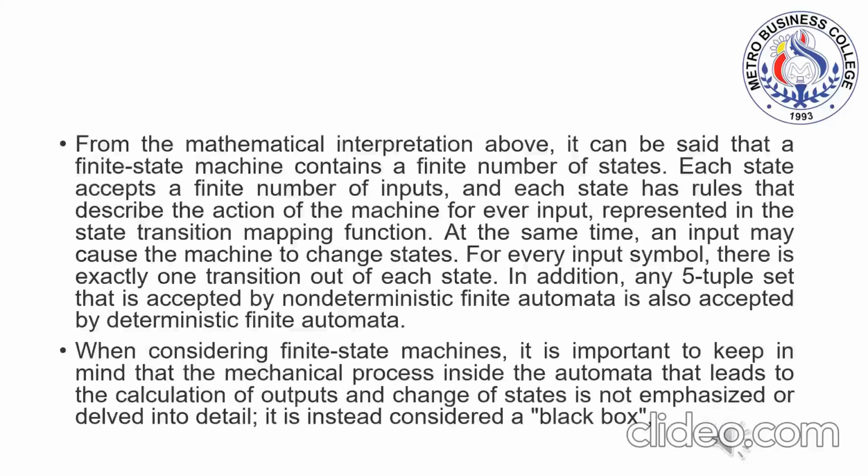From the mathematical interpretation above, it can be said that a finite state machine contains a finite number of states. Each state accepts a finite number of inputs, and each state has rules that describe the action of the machine for every input function. At the same time, an input may cause the machine to change states. For every input symbol, there is exactly one transition out of each state. In addition, any 5-tuple set that is accepted by non-deterministic finite automata is also accepted by deterministic finite automata.